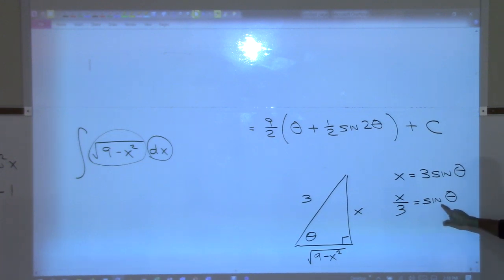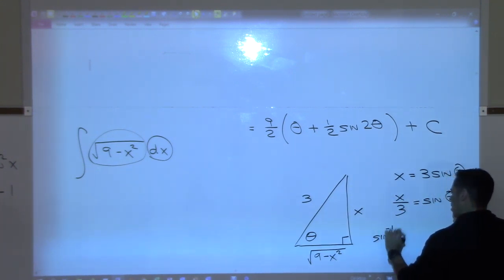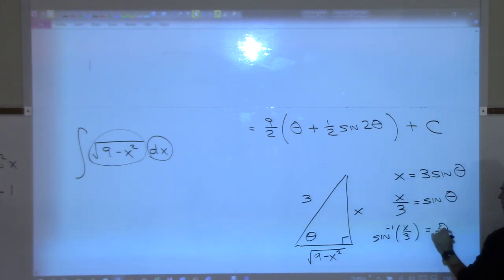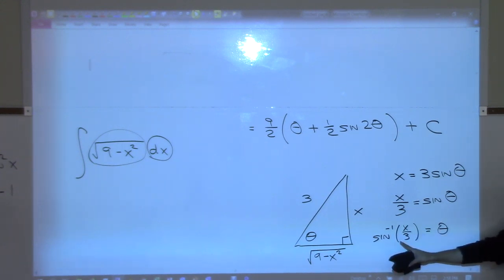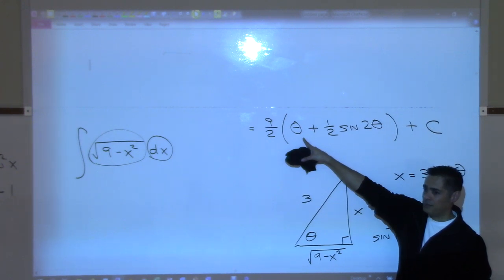How about right here? How can I get theta by itself? Take arc sine on both sides, right? So if I take arc sine of the left side and arc sine of the right side, I have an expression for theta, don't I? And that expression for theta is in terms of x. So I'm going to replace theta with arc sine of x over 3.